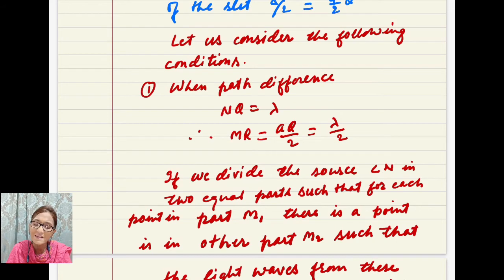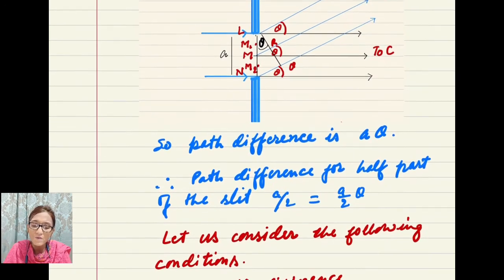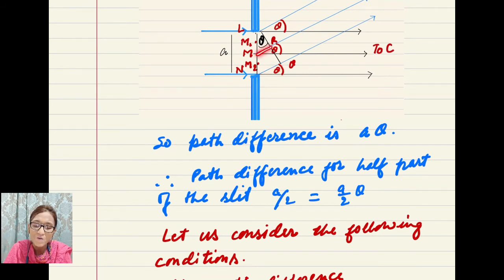Firstly, let us assume that this path difference is lambda only. Then if this path difference is lambda, this path difference will become lambda by 2. So for every particle m1 in the first part, there will be a particle m2 in the second part, so that the path difference between the two will become lambda by 2. Here the path difference of the waves coming out from these 2 points is lambda by 2.